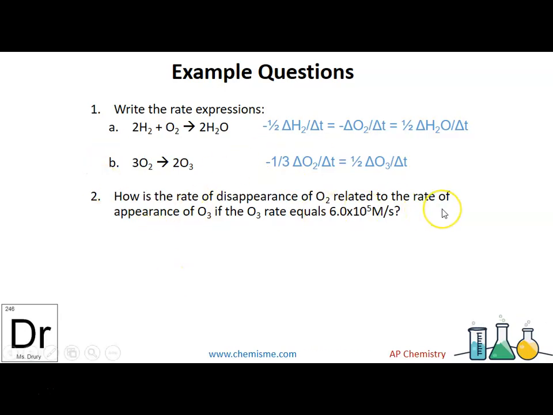This is the real question that will come up. How is the rate of disappearance of oxygen related to the rate of appearance of ozone if the ozone that they detected was forming at 6 times 10 to the 5th molar per second?